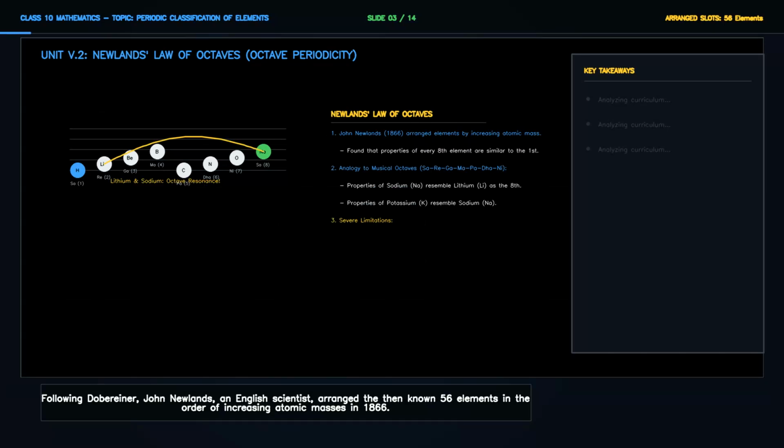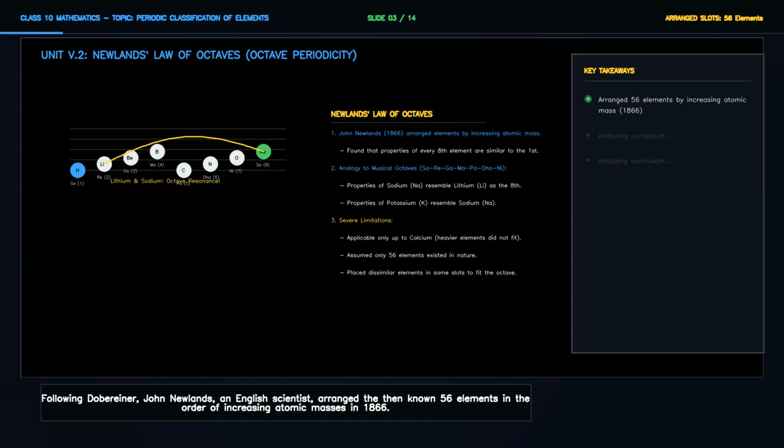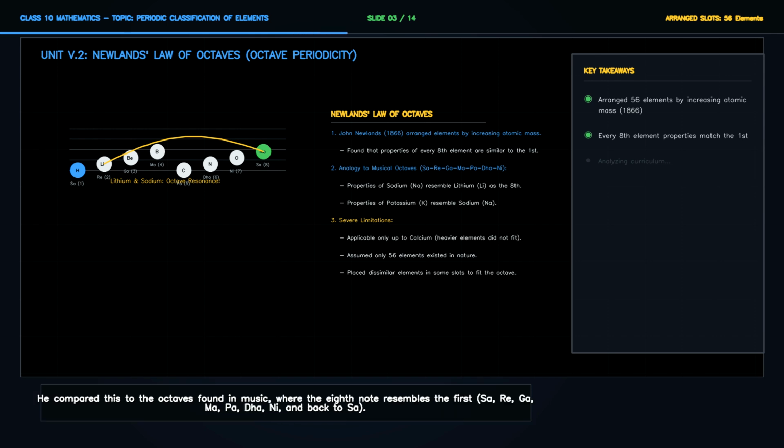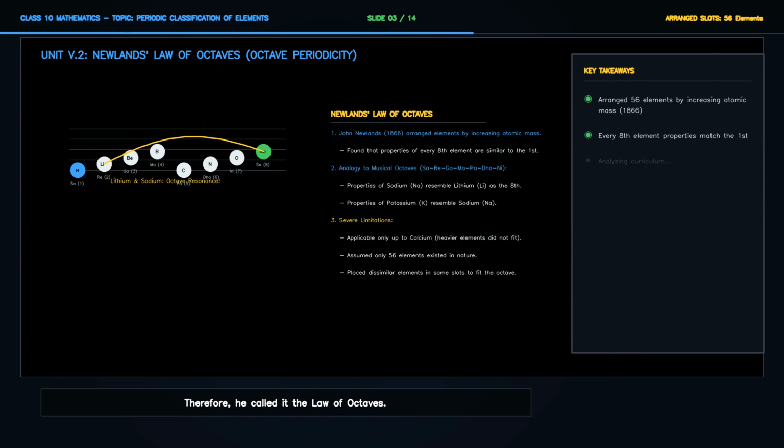Following Dobereiner, John Newlands, an English scientist, arranged the then-known 56 elements in the order of increasing atomic masses in 1866. He started with the lowest element hydrogen and ended at thorium. Newlands observed that every 8th element had properties similar to those of the first. He compared this to the octaves found in music, where the 8th note resembles the first: sa, re, ga, ma, pa, dha, ni, and back to sa. Therefore, he called it the law of octaves.